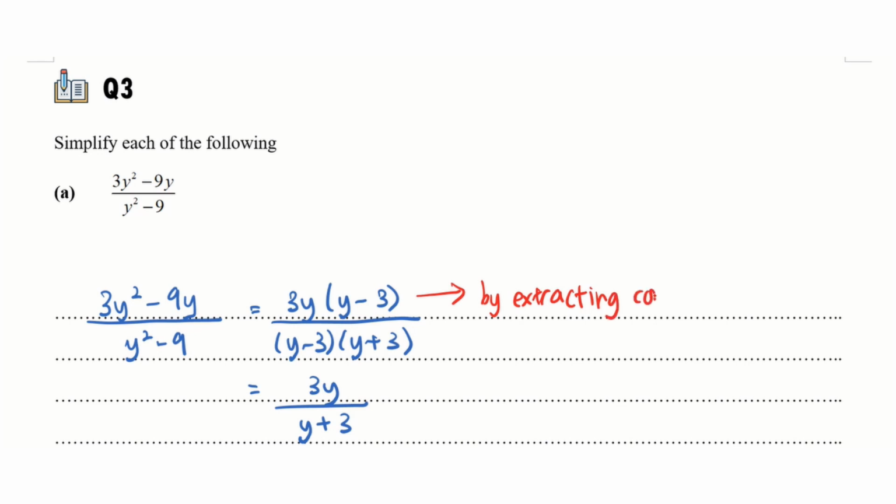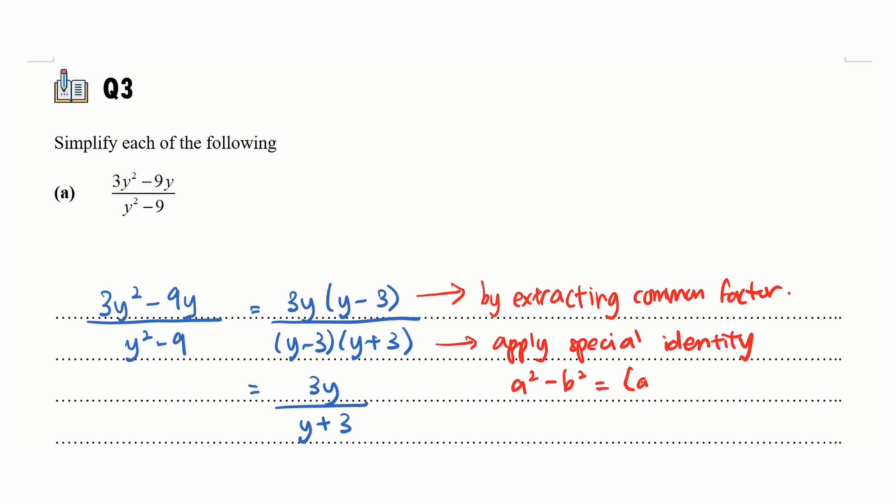So by extracting the common factor in the numerator, and then in the denominator, there is nothing in common for y squared and 9. So what we have to do is apply our special identity. The special identity to apply will be a squared minus b squared equals a minus b times a plus b. So what are a and b over here? We need to recognize that y squared minus 9 is actually y squared minus 3 squared.